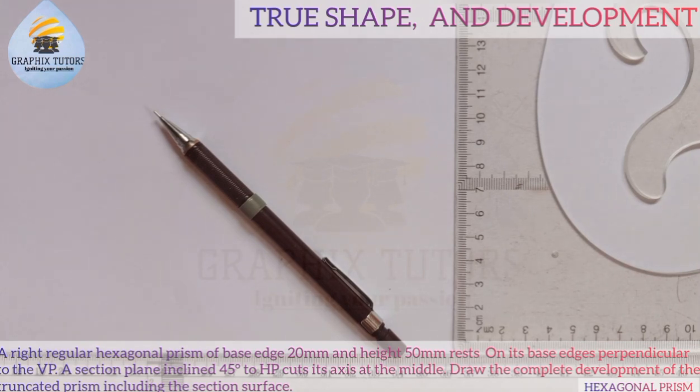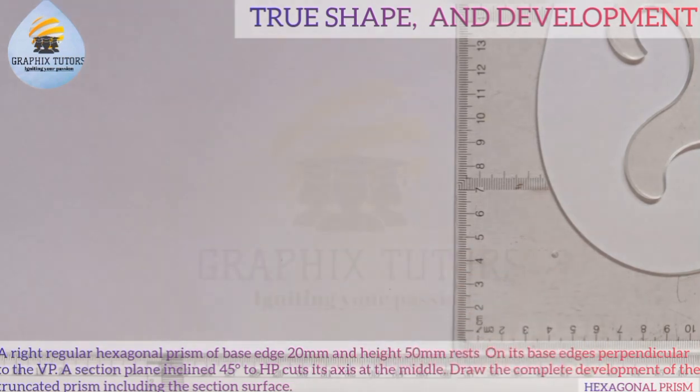Now, the key word here is that the edges of the hexagon are perpendicular to the VP, the vertical plane, right? So one thing you need to know, we'll talk about hexagonal prism. It means that the base is hexagonal, right?